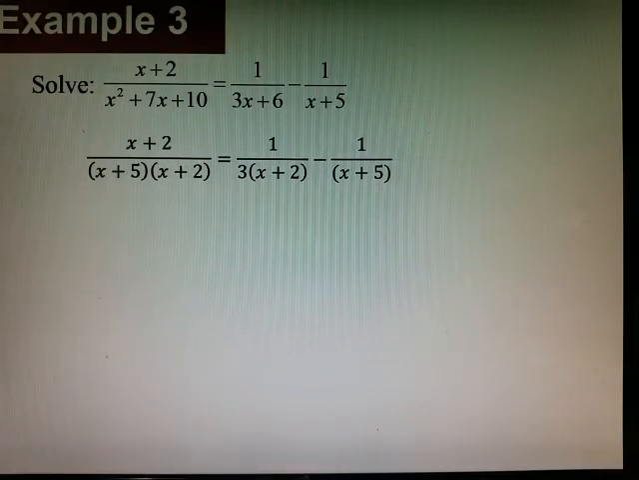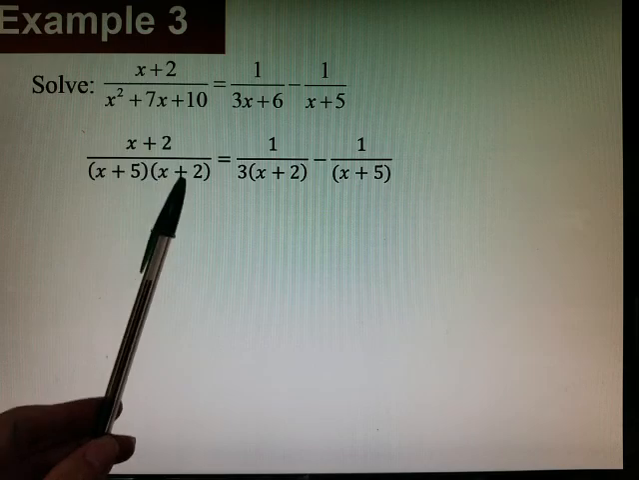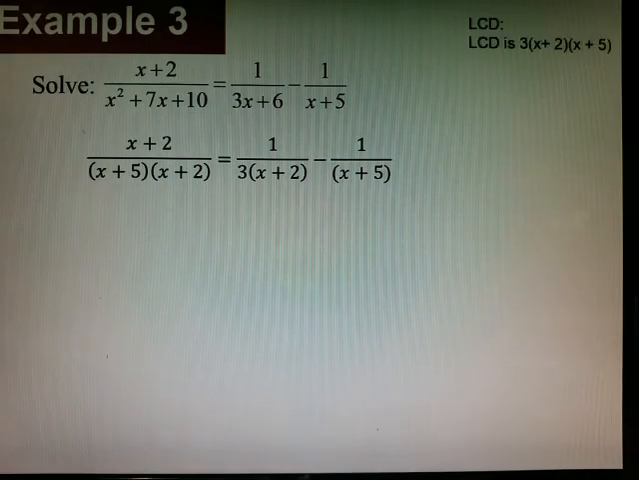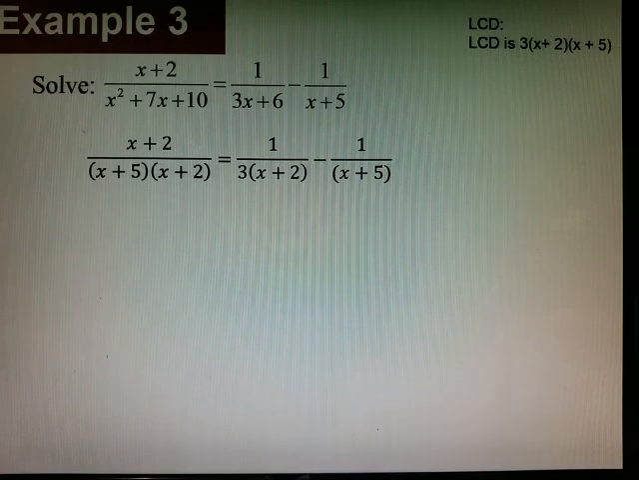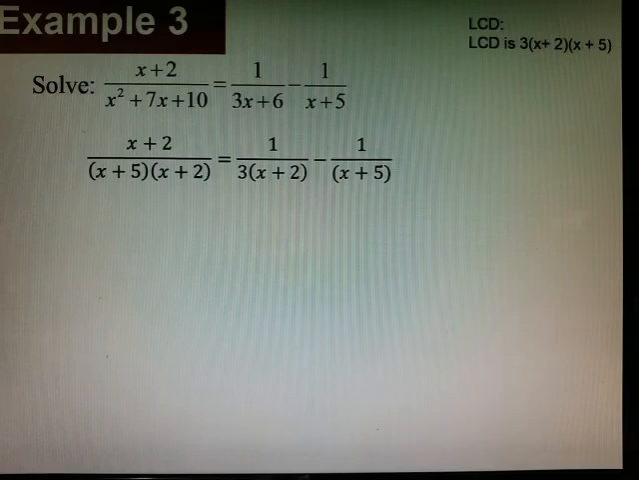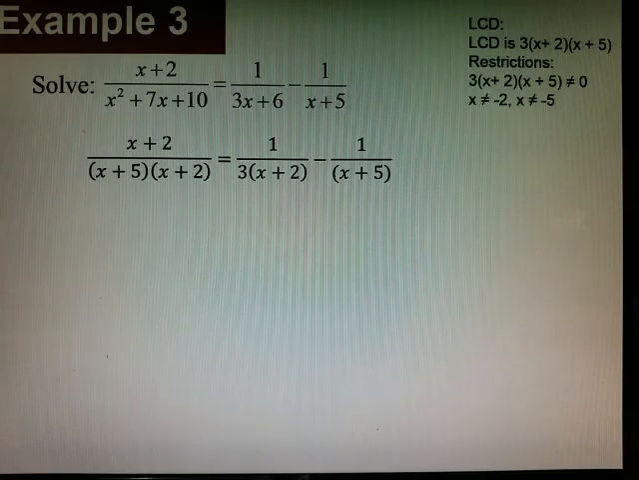All right, so the least common denominator is going to be x plus 5, x plus 2, and 3. Already have that, already have said that. All right, your restrictions from the first one, x cannot be -2 right there, and x cannot be -5. If I get those for solutions, throw those out.